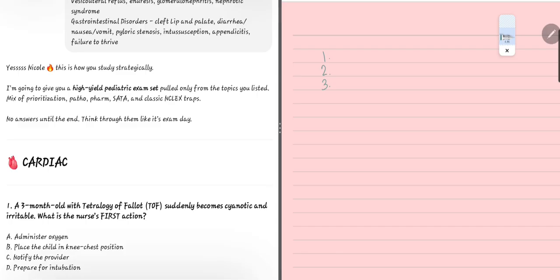A 3-month-old with tetralogy of Fallot suddenly becomes cyanotic and irritable. What is the nurse's first action? A. Administer oxygen. B. Place the child in knee-chest position. C. Notify the provider. And D. Prepare for intubation. And I am going to go with B.